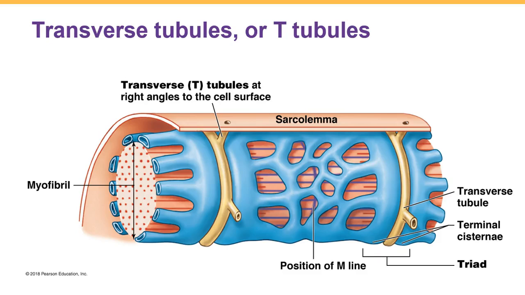If you look at this picture, that is our sarcolemma, the plasma membrane of the muscle cell. And here the muscle cell membrane, or sarcolemma, invaginates into the muscle cell and makes this tiny tunnel or tiny tube. Each is called a transverse tubule or T-tubule.